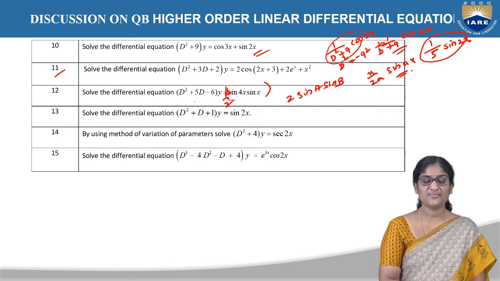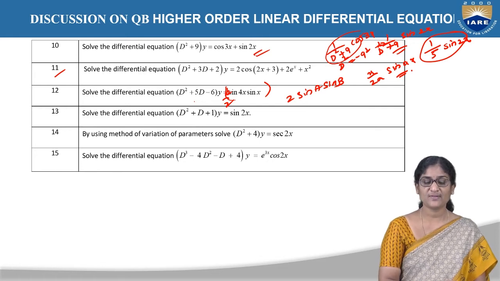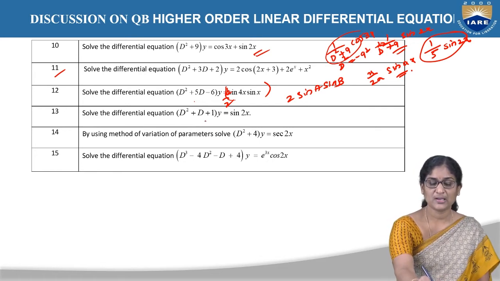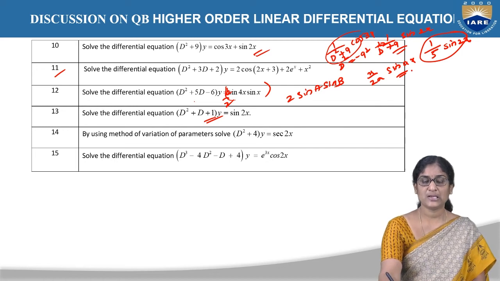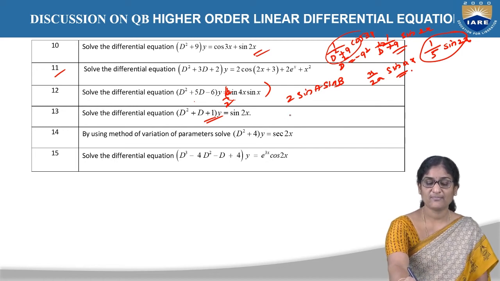Next one, solve the differential equation (D² + 1)(D² + D + 1)y = sin 2x. Here the auxiliary equation is m² + m + 1 = 0. So mostly we will get complex roots for the 13th question, and going to the particular integral, 1 by (D² + D + 1) into sin 2x.